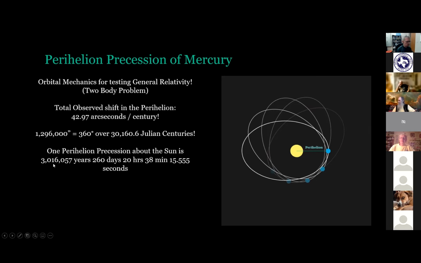changing every 3,016,057 years, 260 days, 80 hours, 38 minutes, 15.555 seconds. Think about general relativity, you can predict this down to the millisecond.